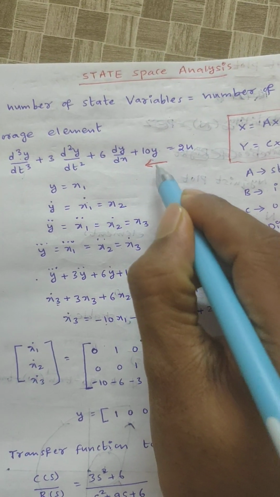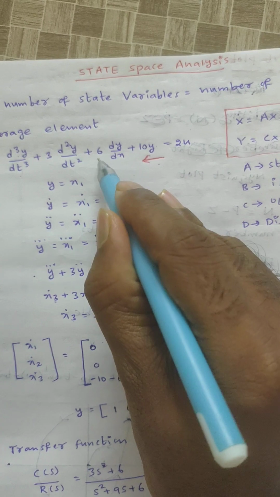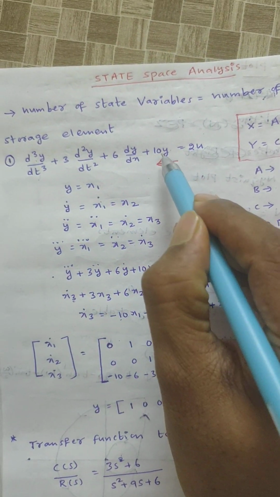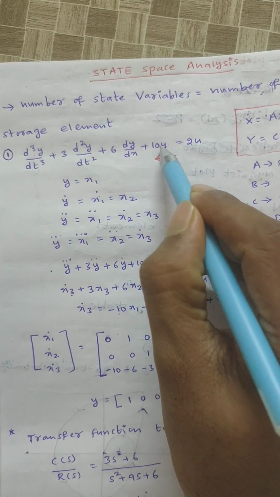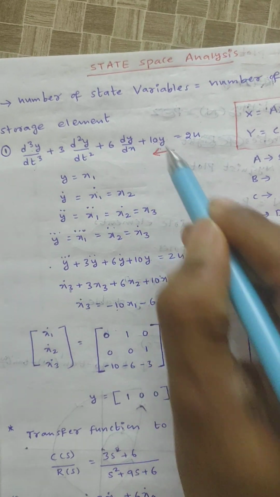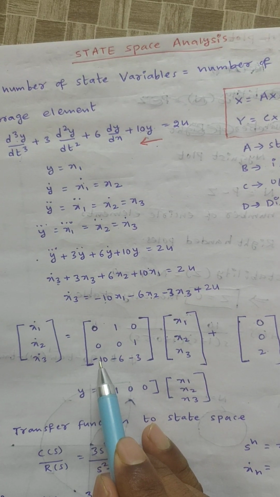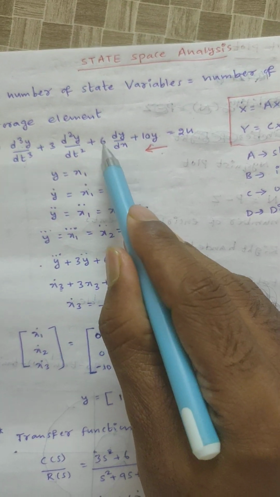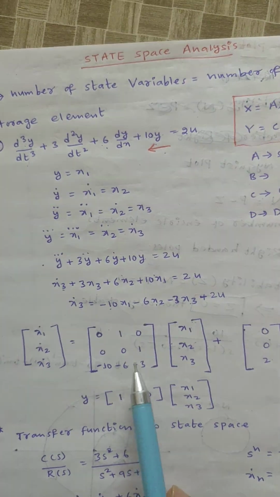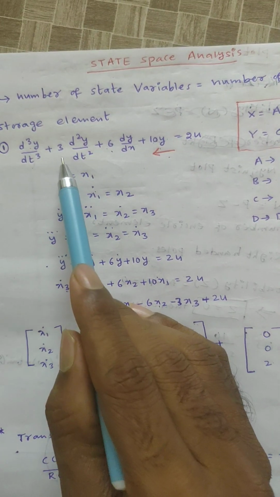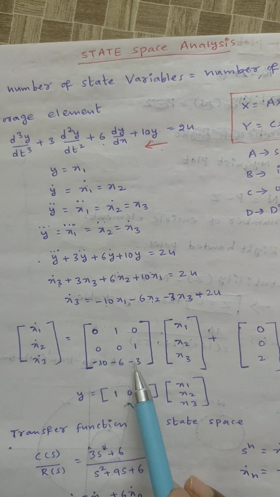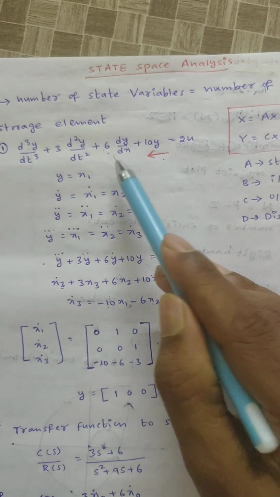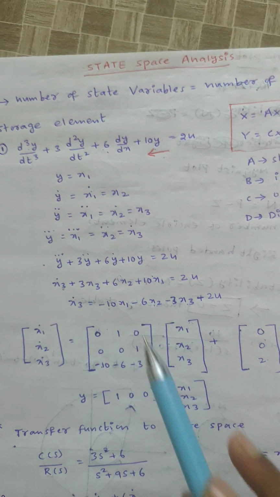right? First it starts from 10y, after that 6, after that 3. This is a 3 by 3 matrix, right? You can change the sign here: plus 10y is there, and this plus 10 is represented by minus 10 here. Next, 6 into dy by dx, that means 6, and this 6 will be represented by minus 6 here. Next, plus 3 is represented here as minus 3. Okay, reverse order: minus 10, minus 6, minus 3.